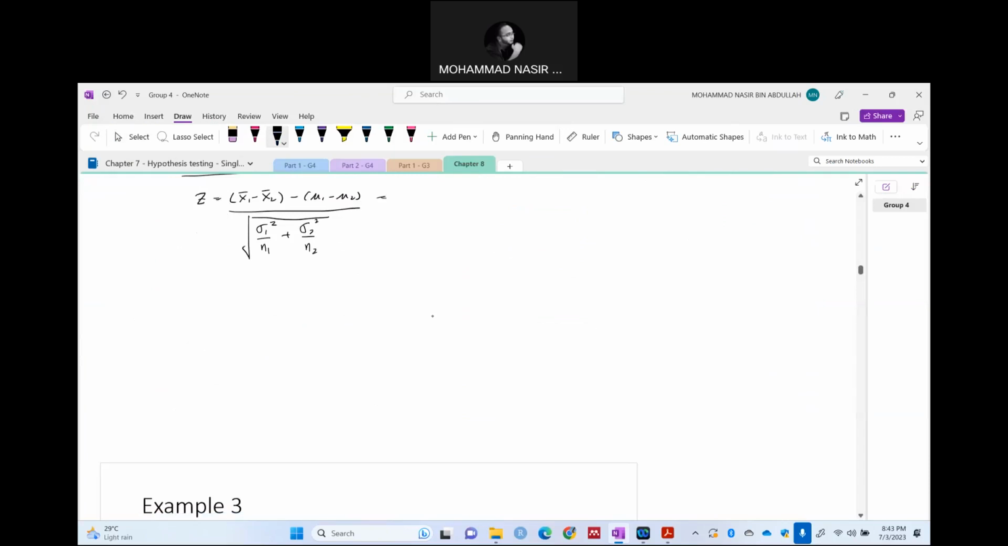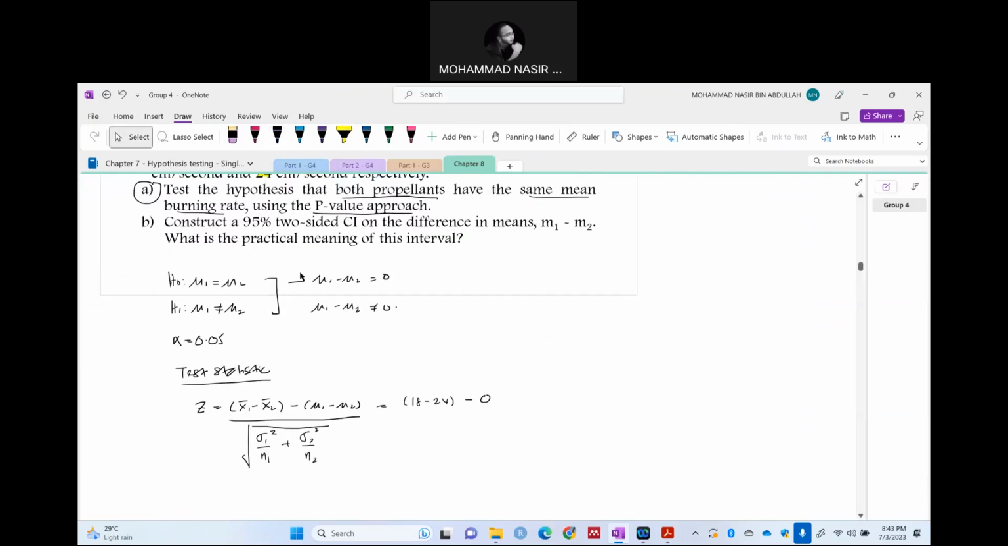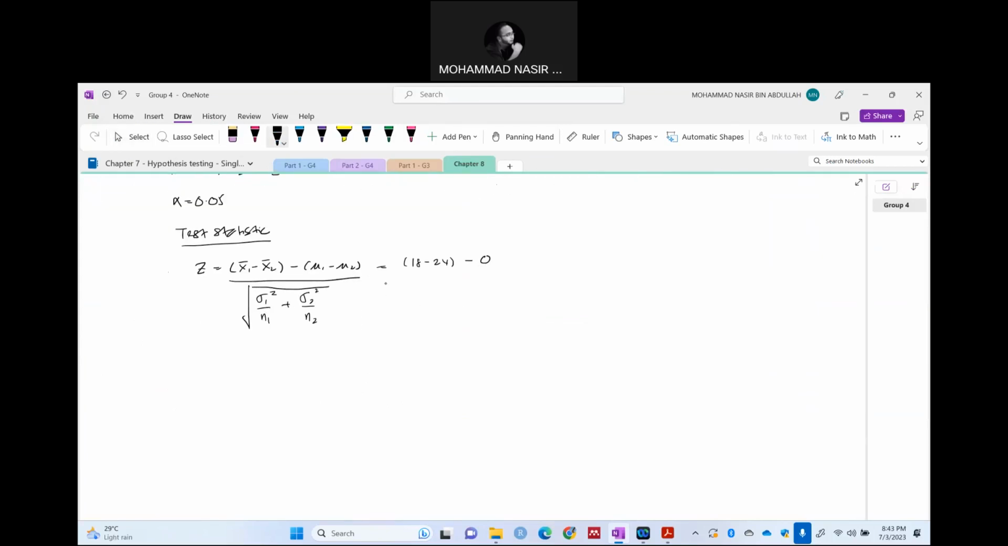Right. So you plug in the value, x bar 1 is equal to 18 minus 24 minus 0. How do we get 0 here? Because the null hypothesis is mu1 minus mu2 equal to 0. Divide by the square root of sigma 1 square, where sigma 1 is equal to 3, squared equals 9, divided by 20, plus 9 over 20. So this should be equal to negative 6.32.